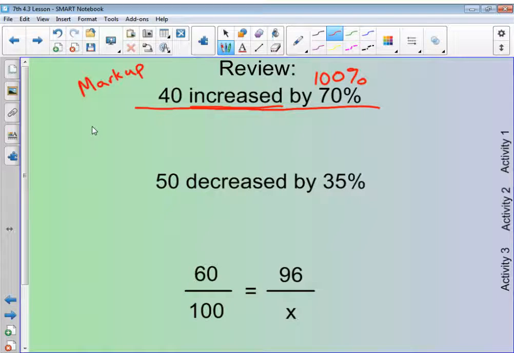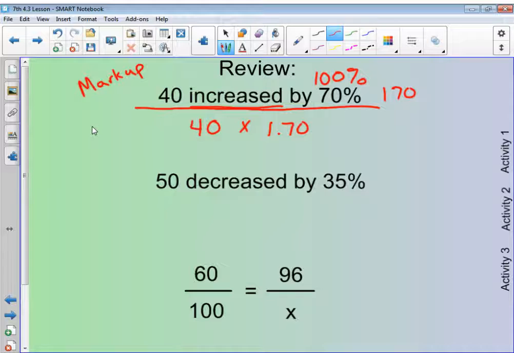Markups take place in the business industry. Maybe when a store buys something and then sells it to customers, they do a markup. So they increase what they sell it for. So here, like we did in lesson 2, 40 times 170% is our new percentage. So we always worked with 1.70, or 1.7.